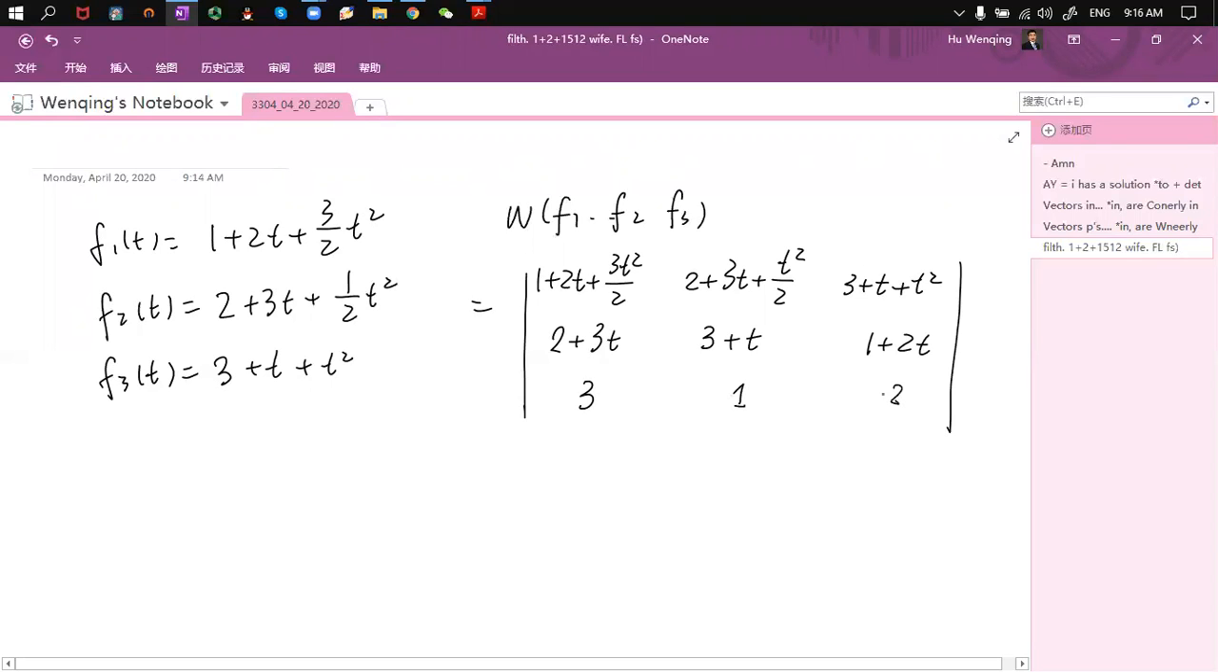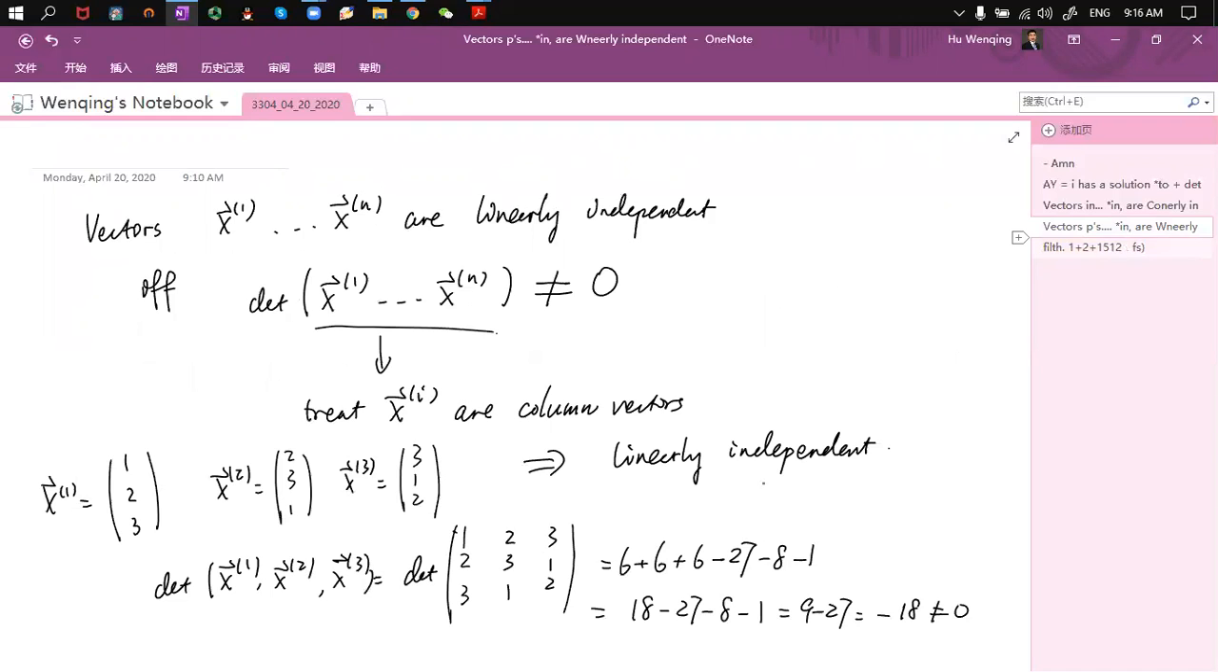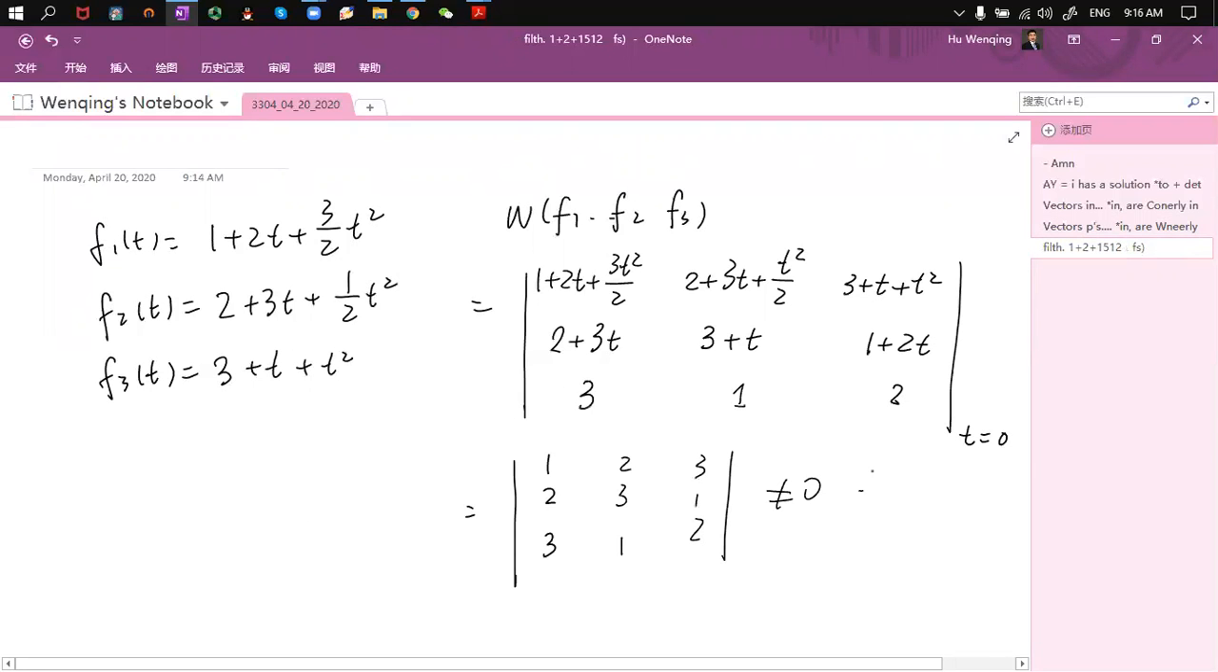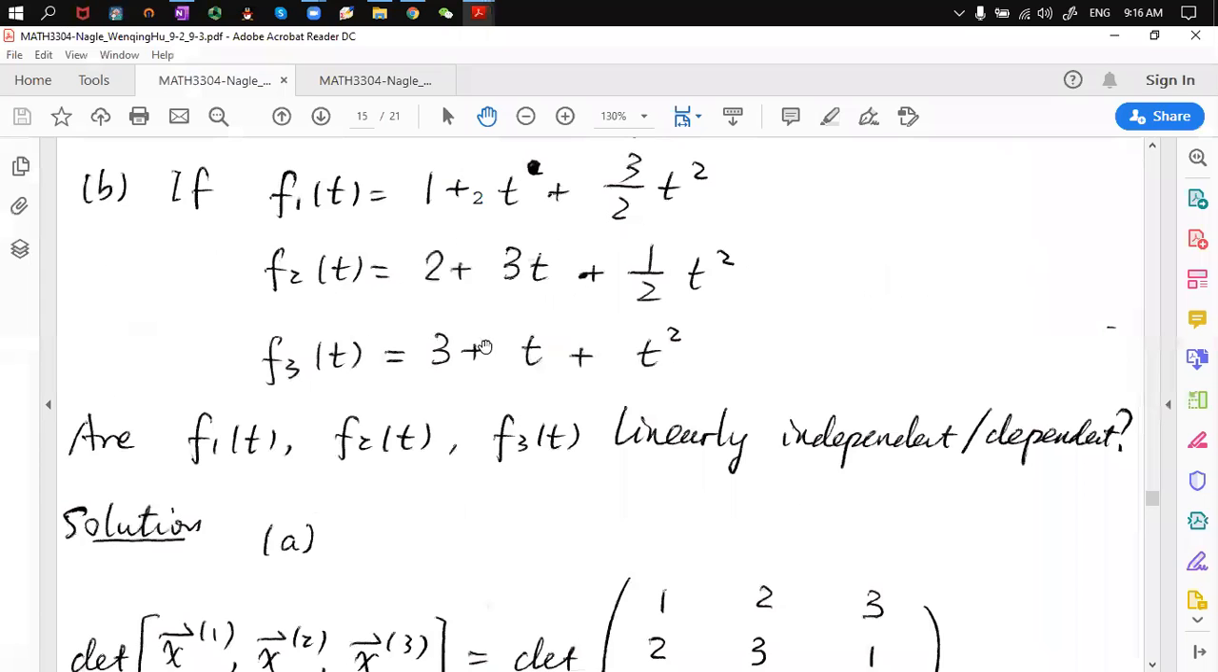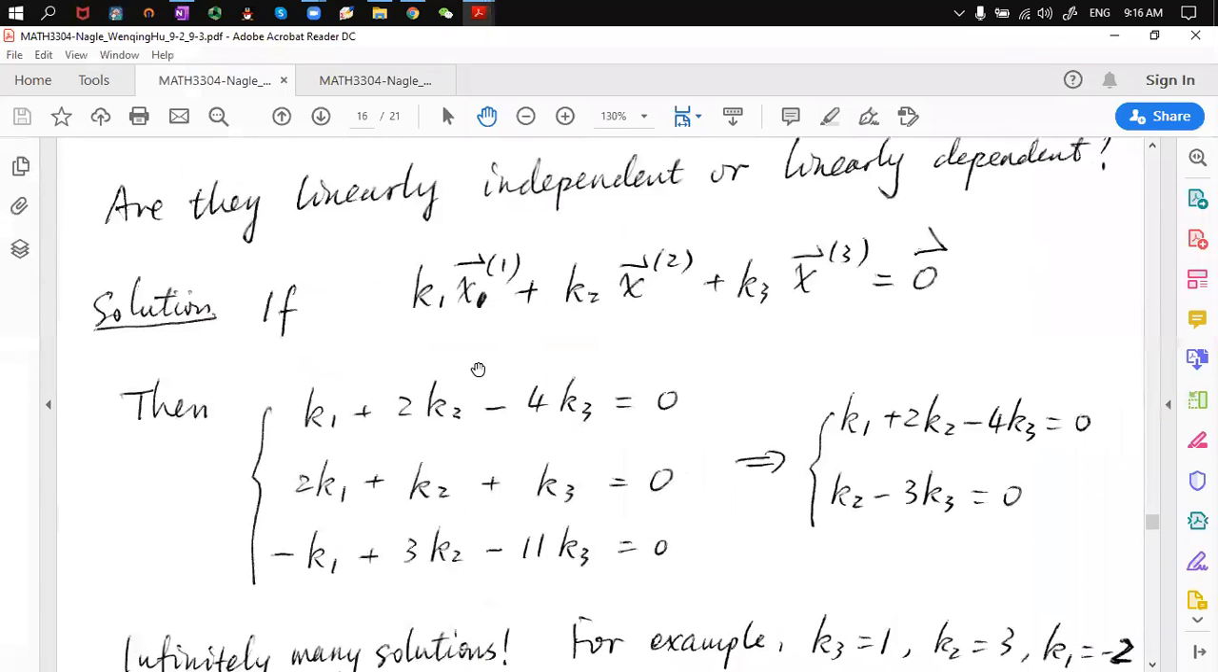This is a good example. If you set t equal to 0 in the Wronskian, you are going to reach the matrix 1, 2, 3, 2, 3, 1, and 3, 1, 2, which is just the matrix that you calculated here. So that's non-zero, which means that the functions are linearly independent. This example is trying to show you the difference between the linear independence of functions and the linear independence of vectors. This is very important. You have to know the difference.